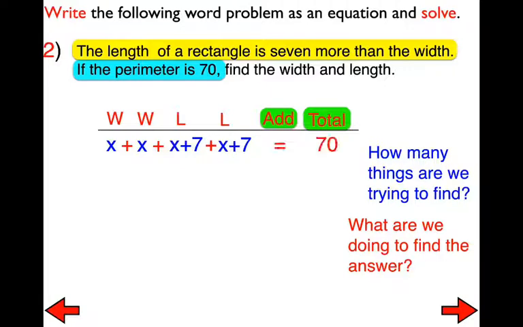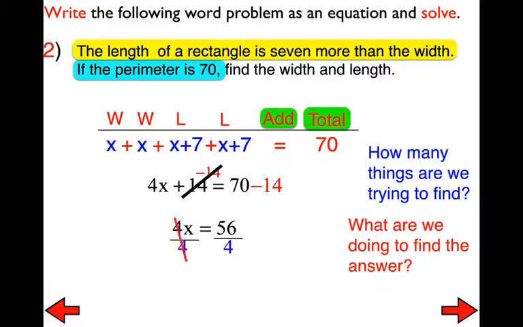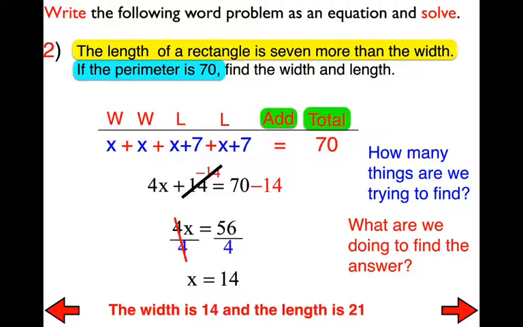And just like the last one and all the problems we did yesterday, combine like terms. We have 4 x's and 2 7's we're combining together. Subtract 14 from both sides. Divide by 4. And we get x equals 14. And x is the width. And the length is 7 more than that. So the width is 14 and the length is 21.